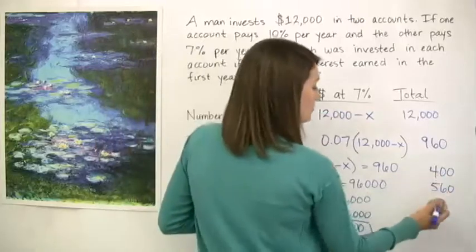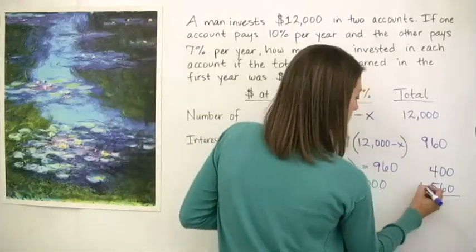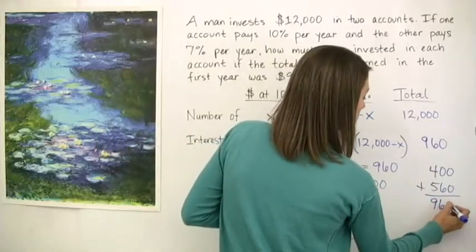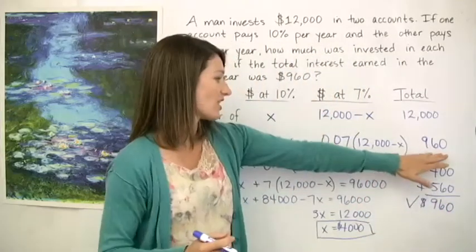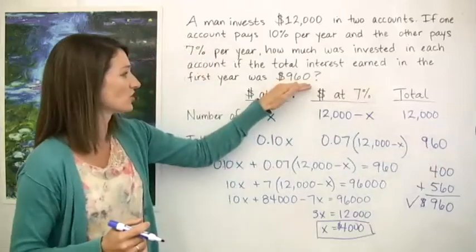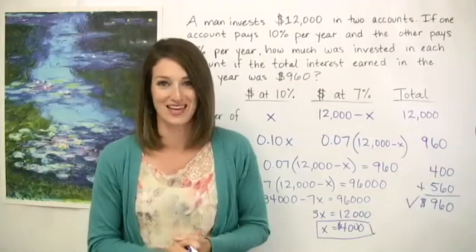So if we add up those two interest amounts, we get $960, which means that our answers check because that's the total amount of interest earned that the problem told us at the very beginning.